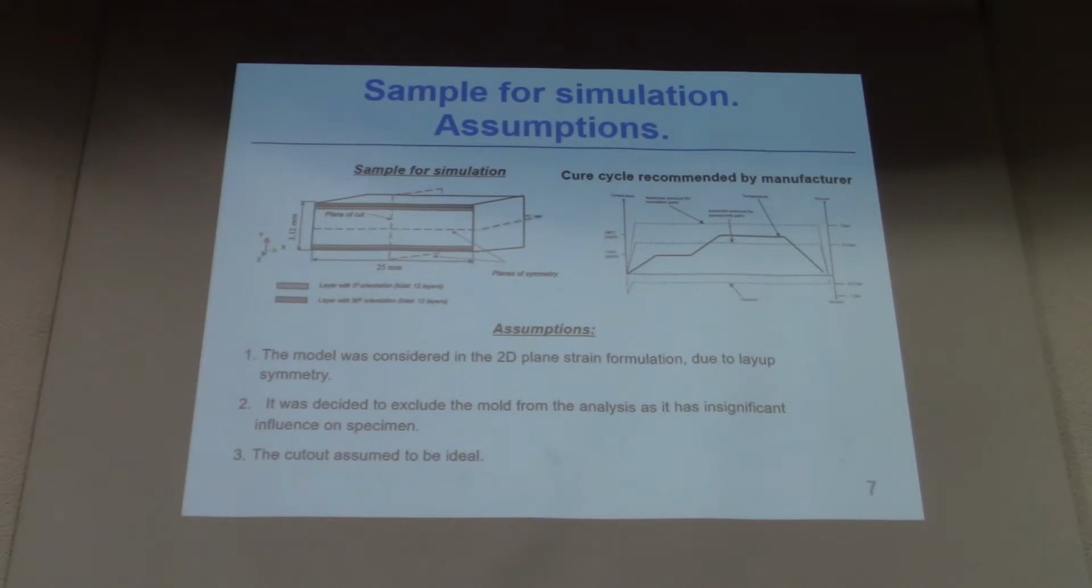So let's take some assumptions for our modeling. We'll consider the 2D plane strain formulation due to the symmetry of the layup. Then we will not take into consideration the influence of the mold because the form is quite simple. And then we assume that the cutout is ideal.